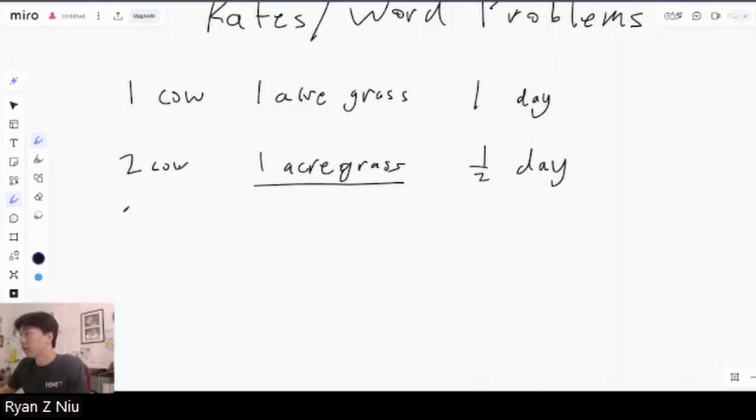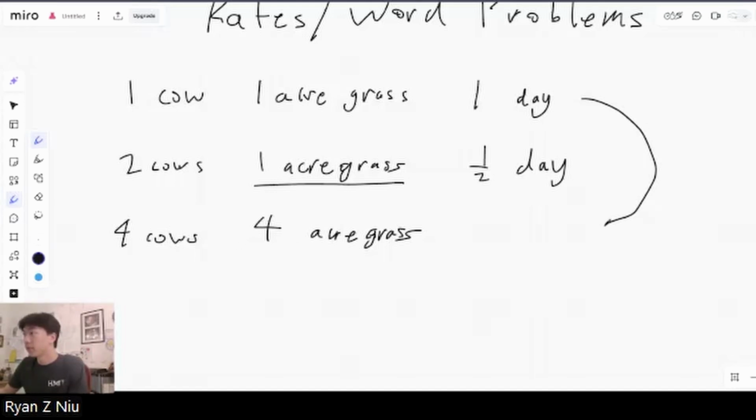And so say we have maybe 4 cows this time. Well, this time we have 4 acres of grass. The idea here is while we have more cows, we have a proportional amount of acres of grass, right? So one cow is gonna eat 1 acre of grass, another cow is gonna eat a different acre of grass, and so on for the 4 cows. And so really, this is just the same as this first idea up here. So it would actually take 4 cows the same one day to eat 4 acres of grass, right?